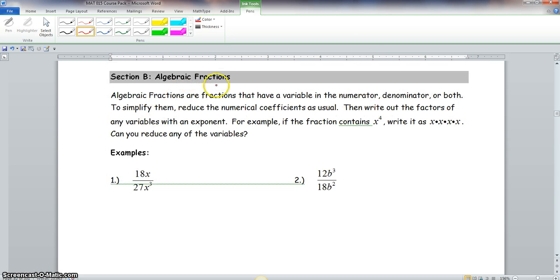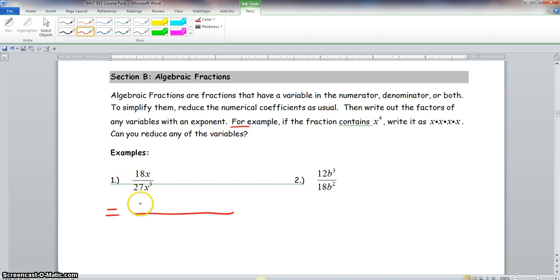Now we come to algebraic fractions. We do the algebraic fractions the same way we just did the other problems. The only difference is this sentence that starts here. When we get to a variable that's taken to an exponent, we expand that variable, and then we simplify. So let's do this first. Let's do the numbers first.